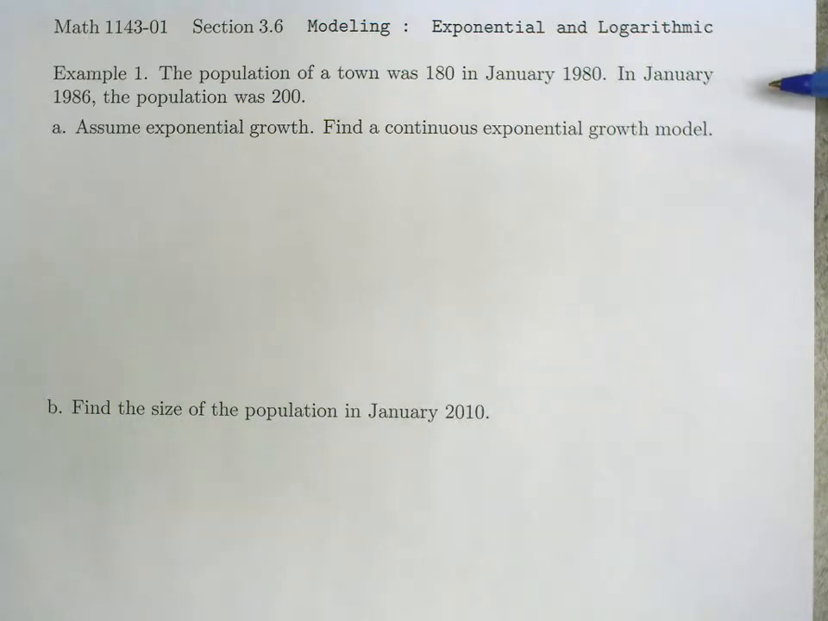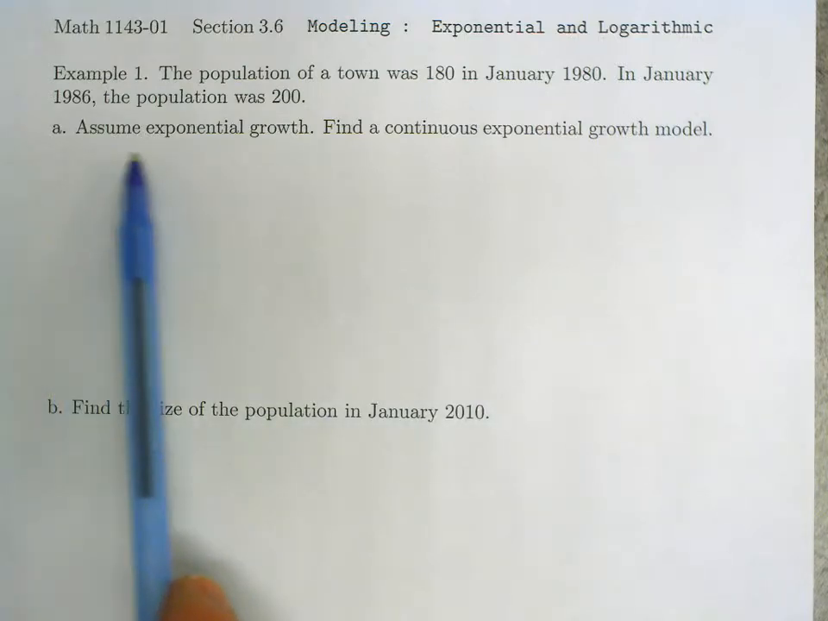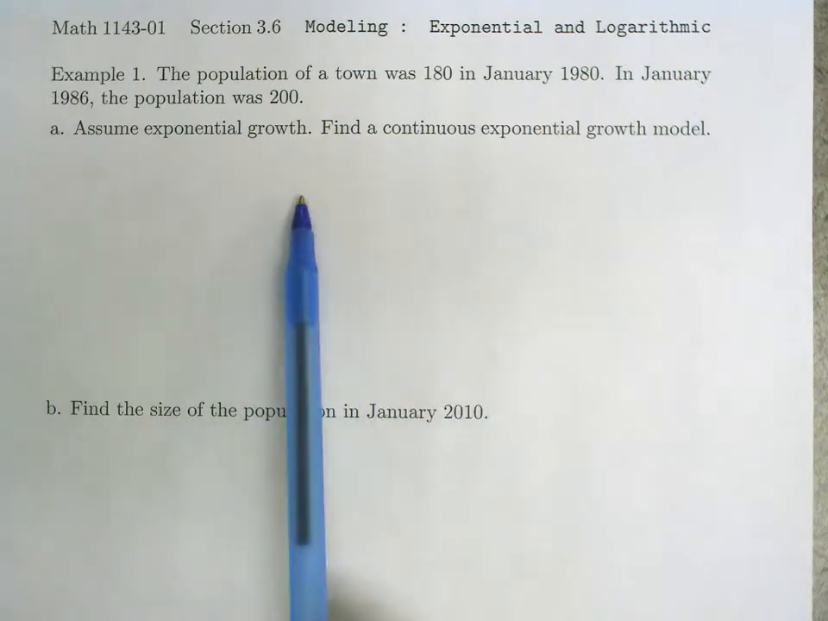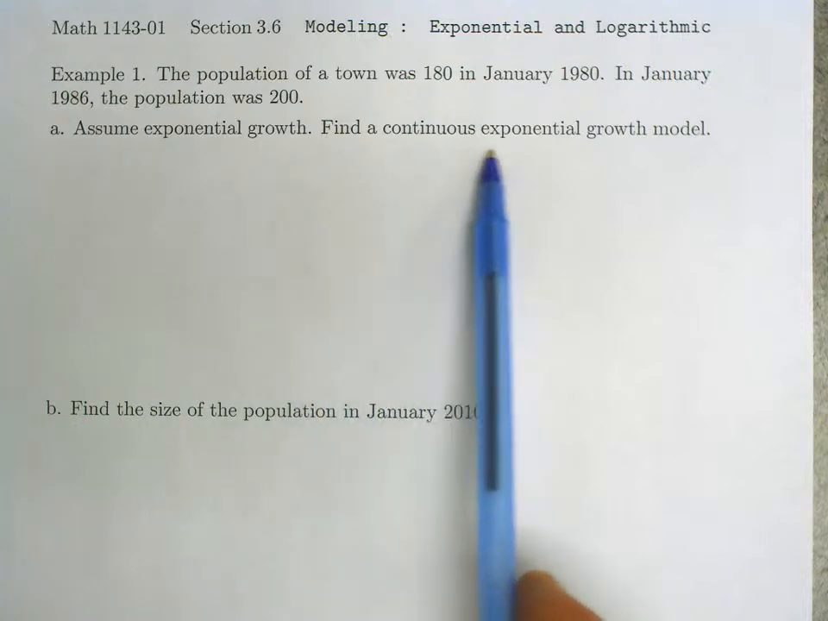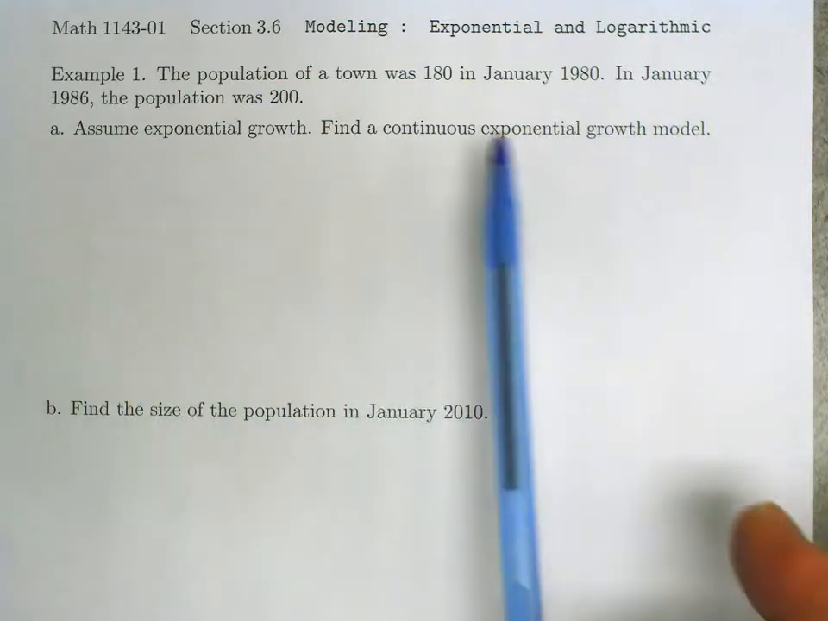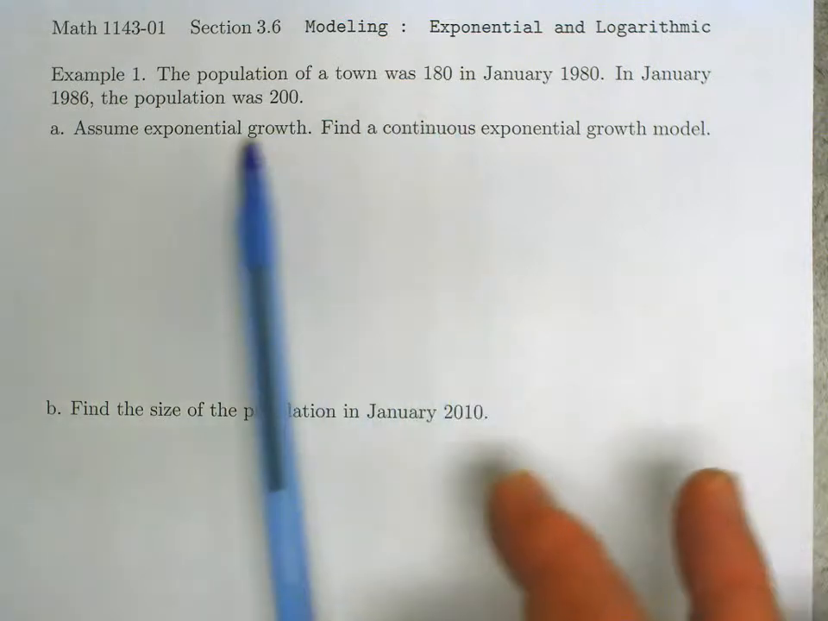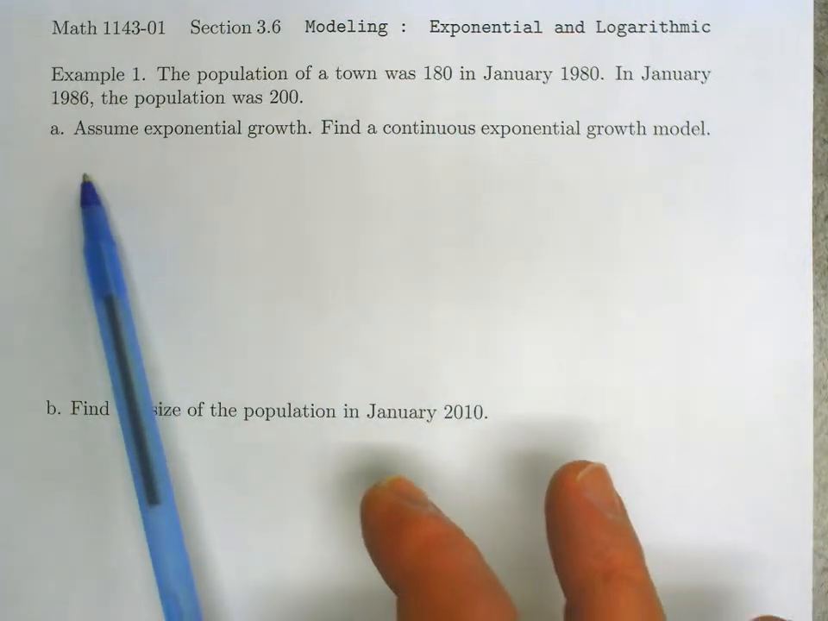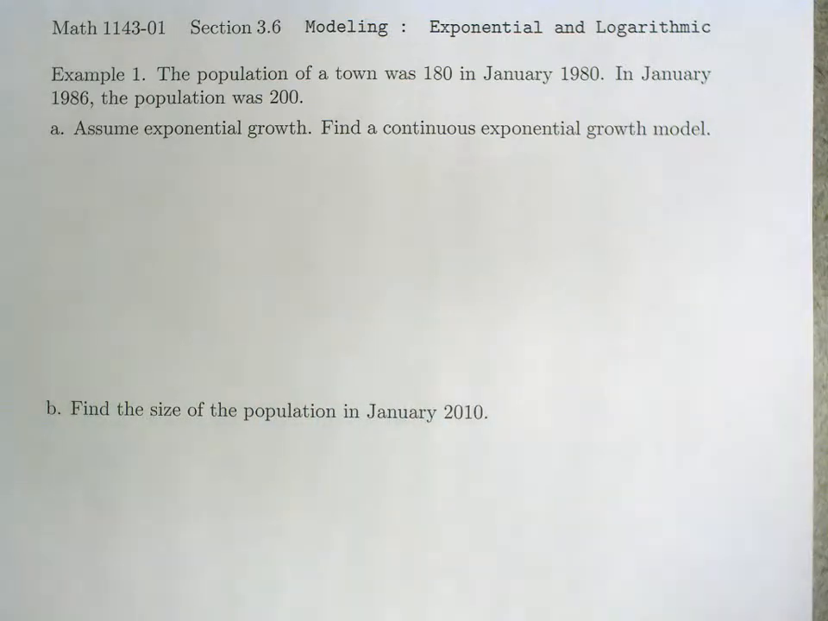In this one, the population of a town was 180 in January of 1980. And then in January 1986, the population was 200. We'll assume exponential growth and then find a continuous exponential growth model. In all actuality, it might not be the case that the population is growing exponentially. But if it is, we can find a model for the exponential growth.